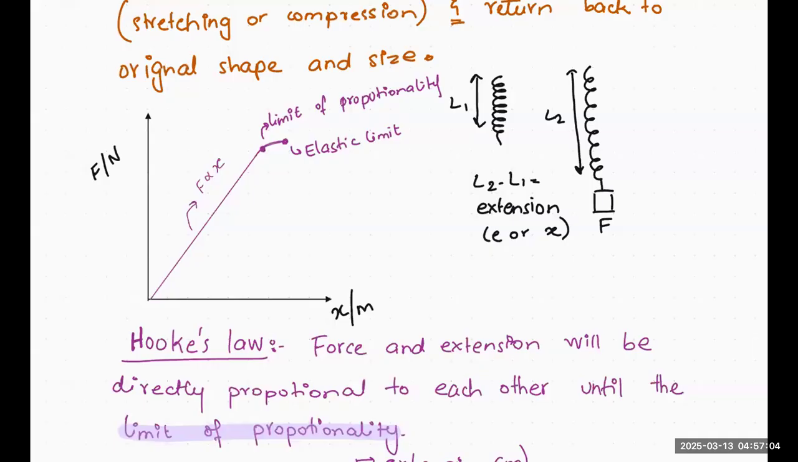But after the limit of proportionality, it is still an elastic material, but it just will not have the proportional relationship anymore. The spring will continue stretching until you get to the elastic limit. Once you exceed the elastic limit, that is when the deformation will be permanent and it will not be able to return back to its original shape and size. You can say permanent deformation or plastic deformation. Both are correct.